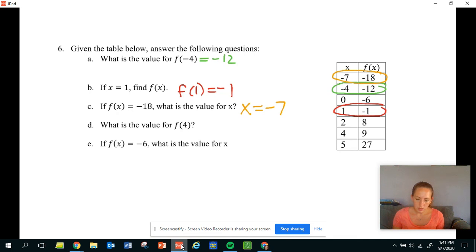And then this is one that's just straightforward. What is the value of F of 4? That's where the 4 would be the X, so that equals 9. And then if X equals -6, what is the value of F of X? And in this case, X equals 0. Ta-da! So really the main thing with function notation, you just want to know if you're talking about X or you're talking about Y.